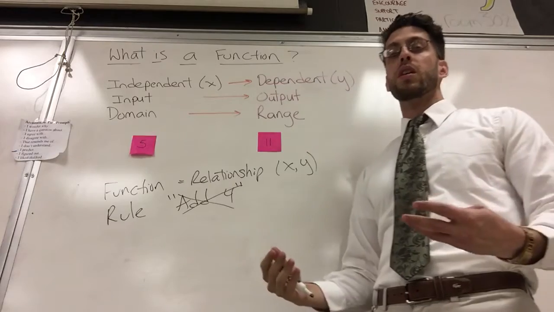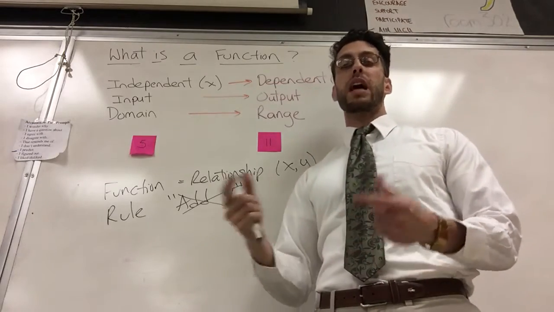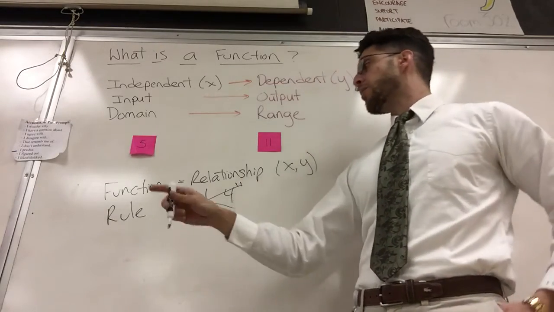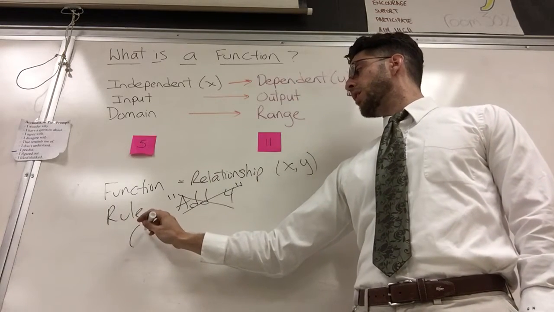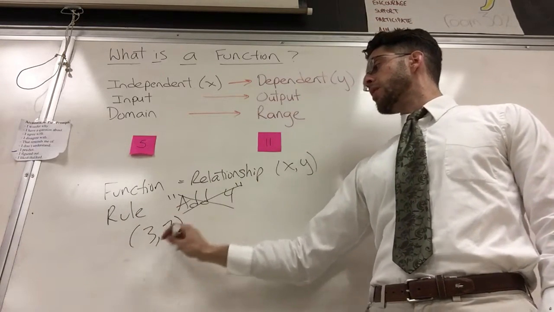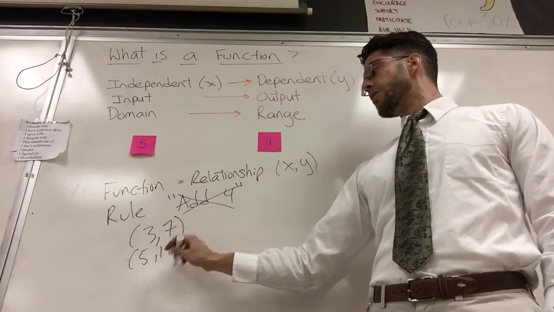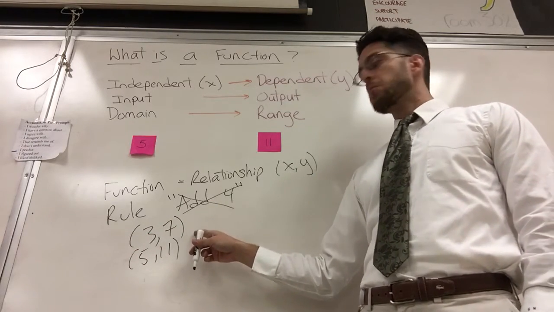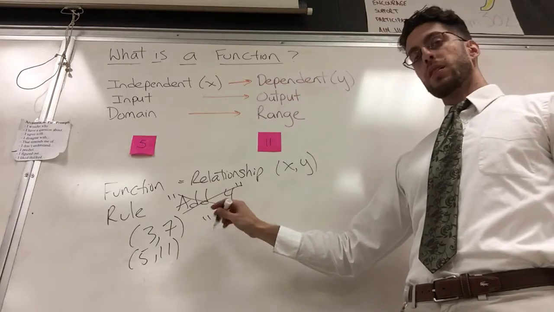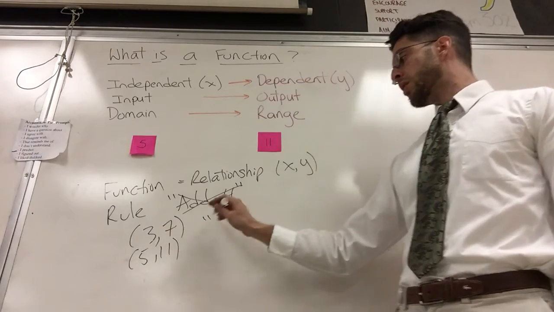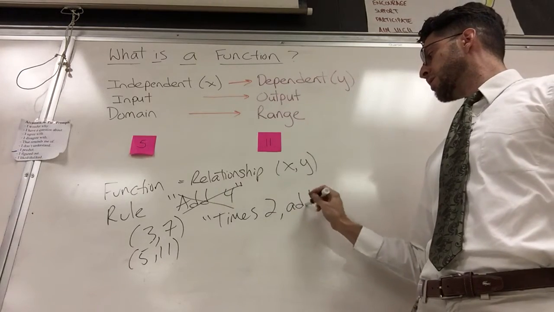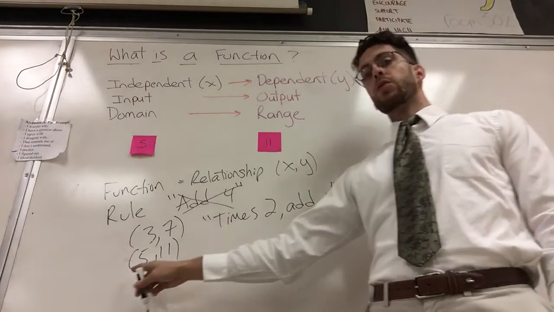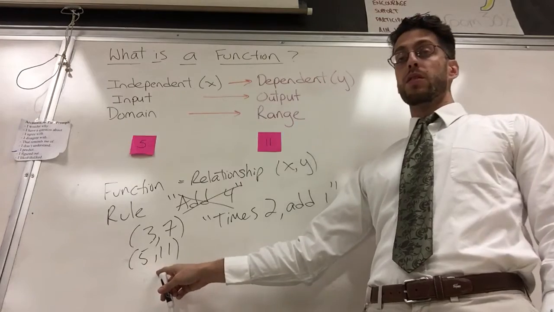And if you think long enough, and in future videos I'll explain how to figure it out using a formula, but if you think long enough, 5 becomes 11. How does 3 become 7? How does 5 become 11? Is there a rule that works for both? Yeah. Double it. Times by 2, and then add 1. Times 2, then add 1. And that rule works here also. Times 2 is 10, plus 1 is 11.